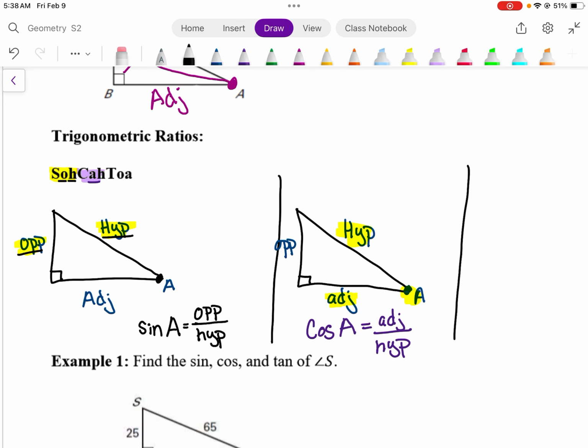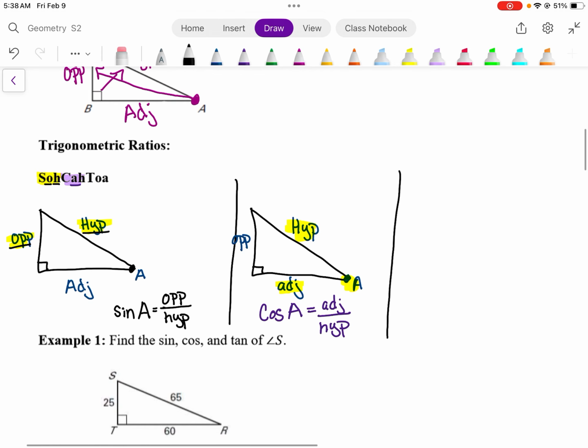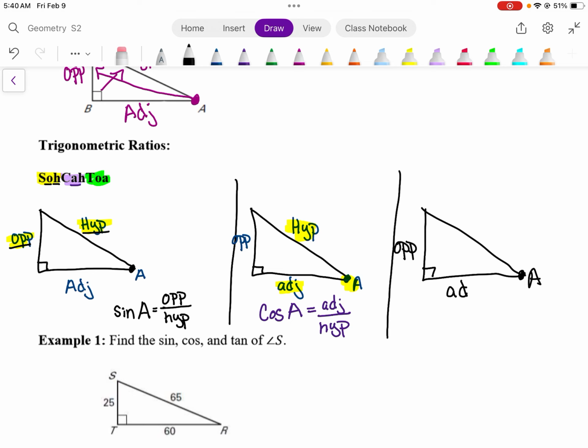That leaves our third and last trig ratio, which is the TOA part, and that stands for tangent. And again, we use a right triangle, and if we use A again as our reference point and label our sides, we have opposite, adjacent, and hypotenuse.